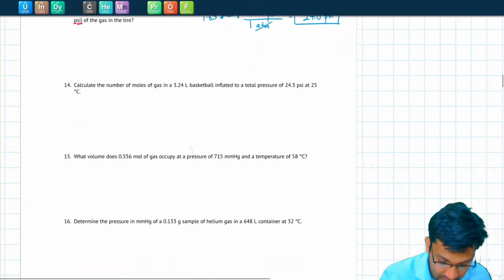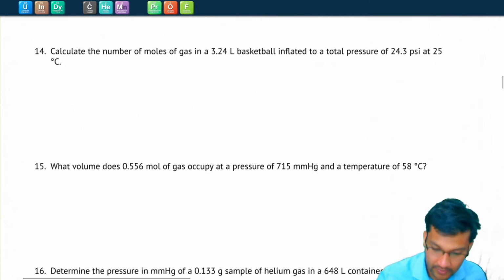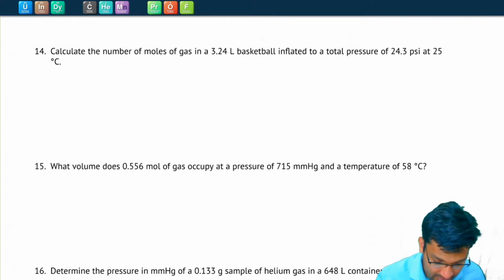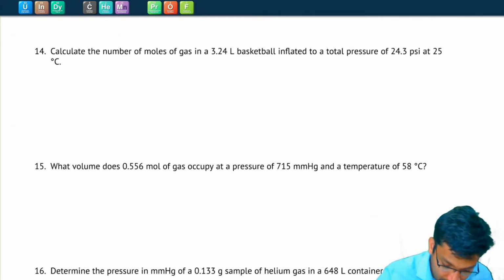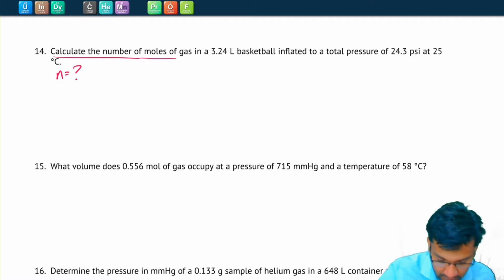Okay, let's look at number 14. Pause the video now, please, if you haven't. Try it by yourself first, and then we'll go over it together. So it's asking us to calculate the number of moles of a gas. So N is the unknown.